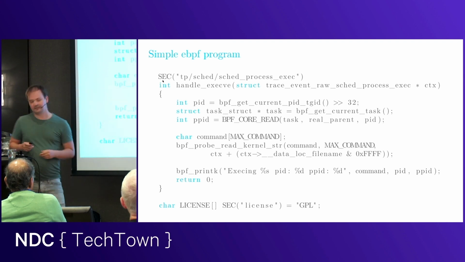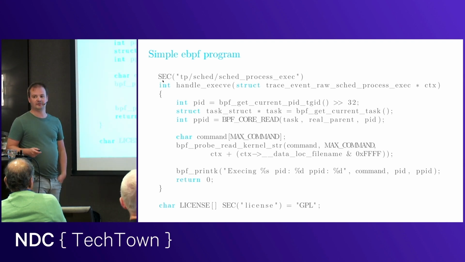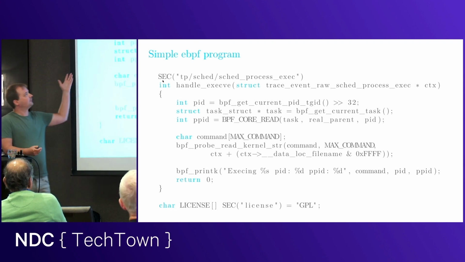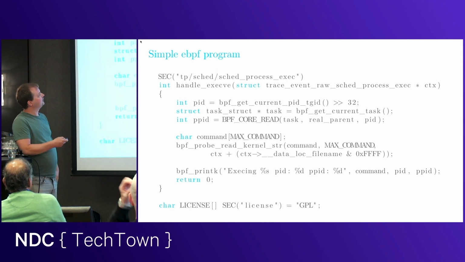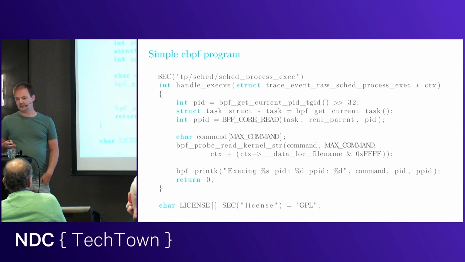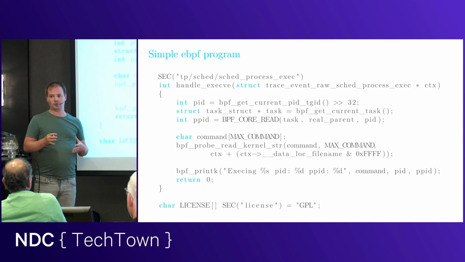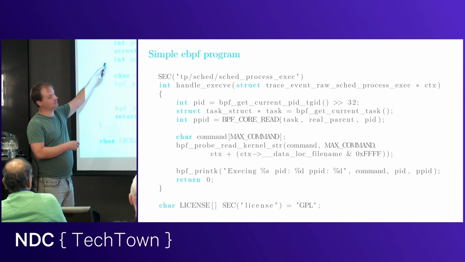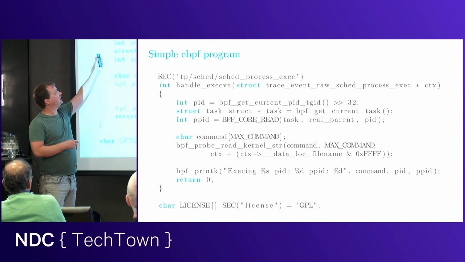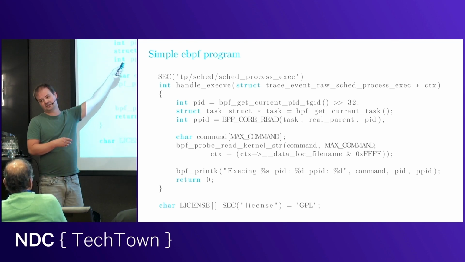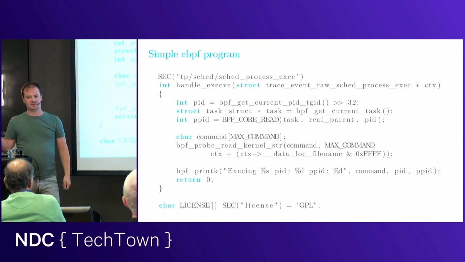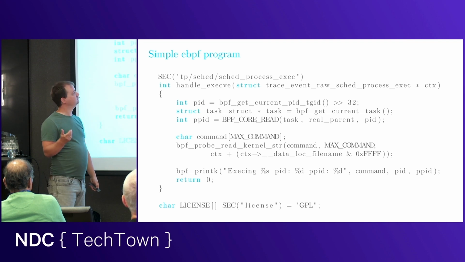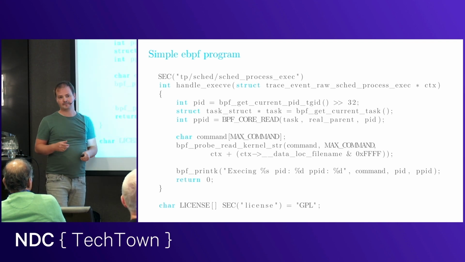So let's start with a small example of a BPF program. And this is a full BPF program. Now, this SEC macro defines a section in the BPF program to use. Basically, this defines the hook. So I'm hooking into the tracepoint sched_process_exec. So every time something runs the exec syscall, this will run.